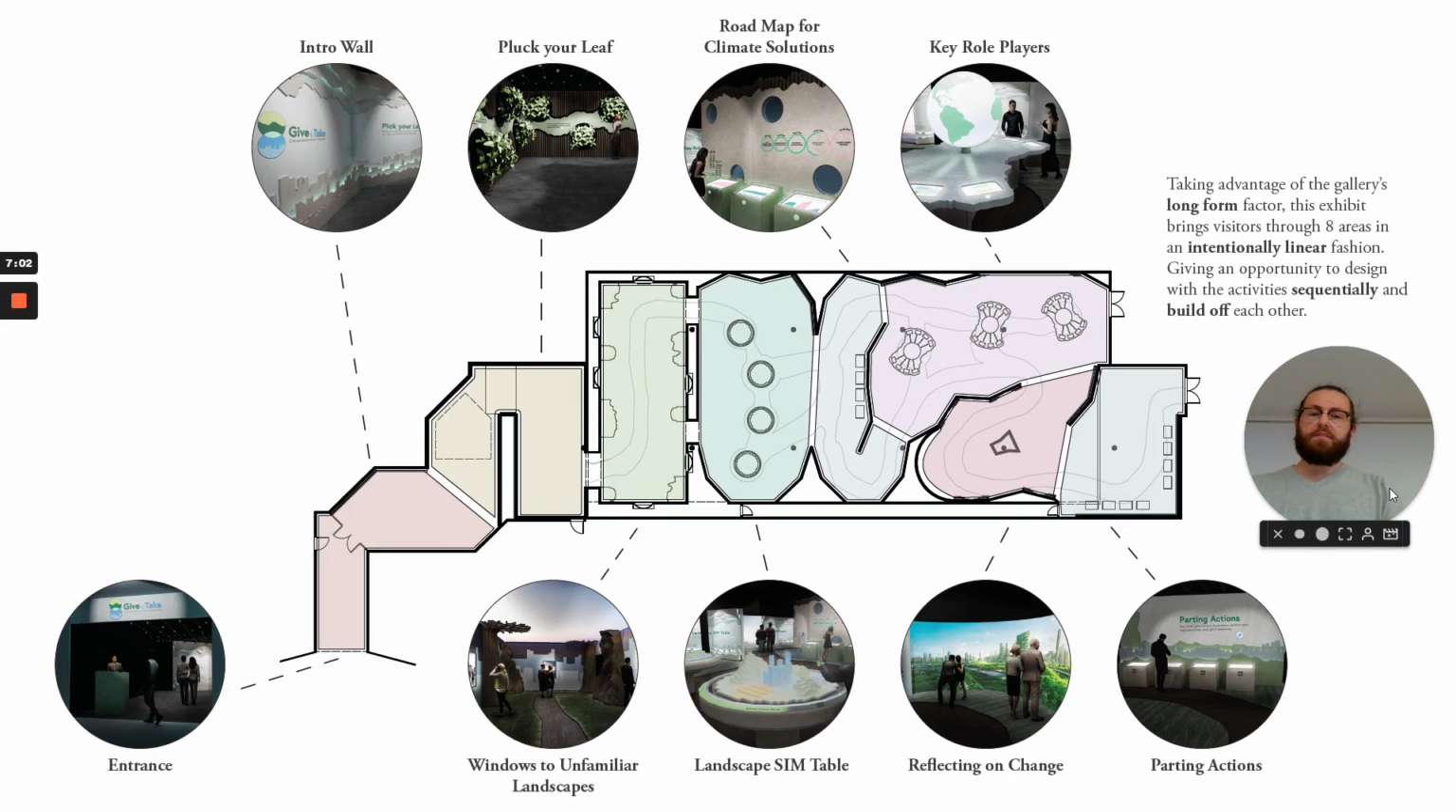So this is the space, Gallery 3. It's 9,000 square feet, and it's a long form factor. It goes through 8 areas. I wanted to make it very intentionally linear so it can build off sequentially. Each activity has meaning from one leading into another, sort of going through that immerse, interact format and knowing how they will play off each other in that way.